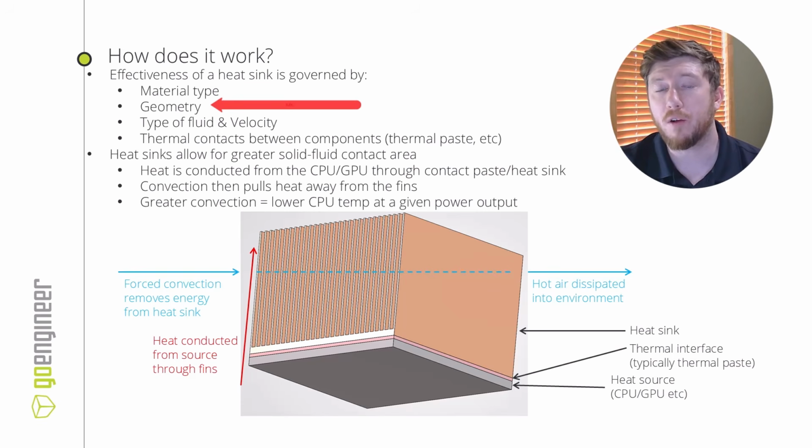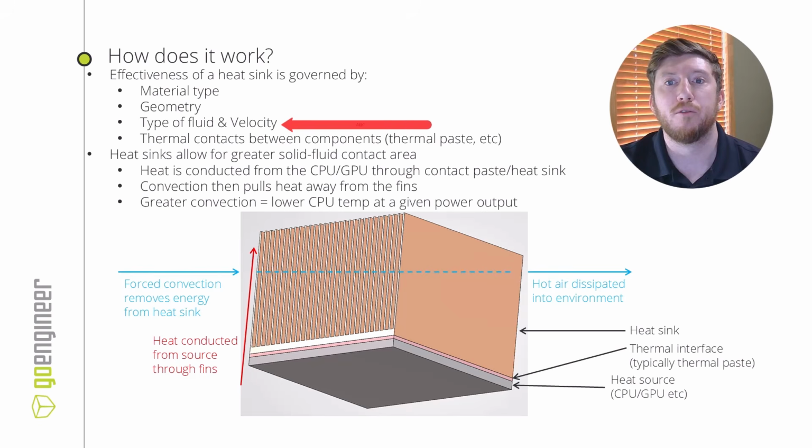However, we do need to be careful to balance fin size and spacing. If the spacing between our fins is too small, it could inhibit our fluid's ability to easily pass through the heatsink. The type of fluid and its velocity are also critical. Fluids being forced past a heatsink by a fan will be able to remove more heat than ones with no forced fluid flow. Also, fluids with a higher specific heat capacity and thermal conductivity will more efficiently remove energy from the system.